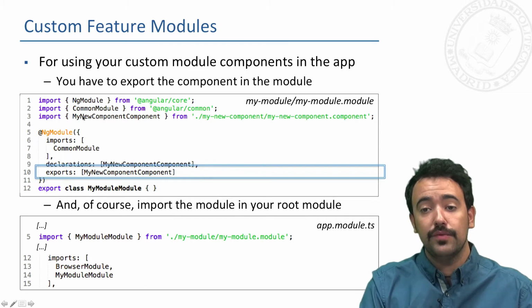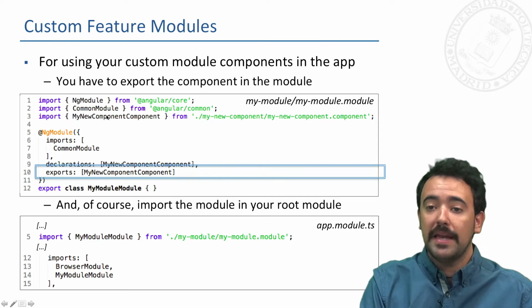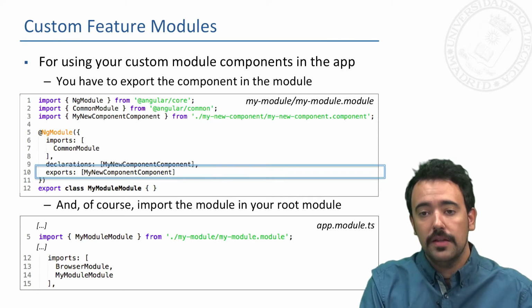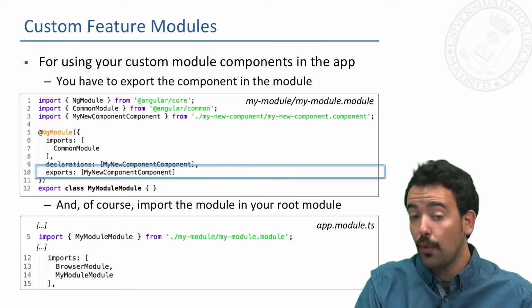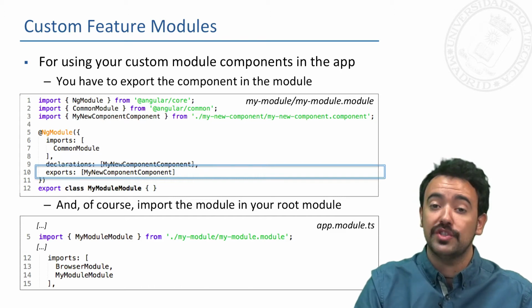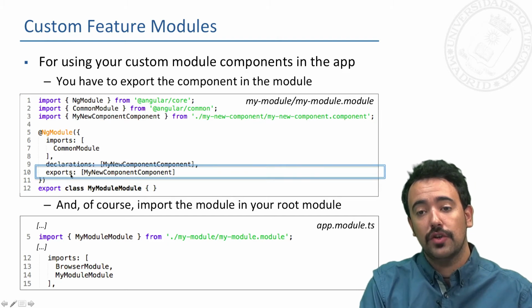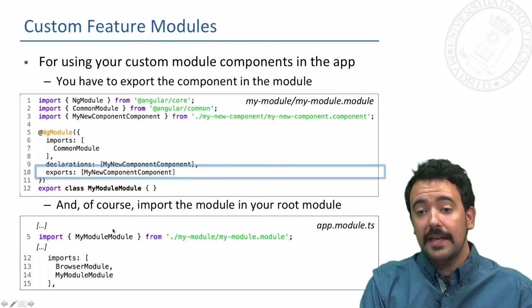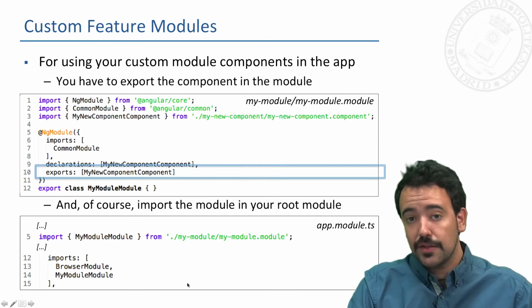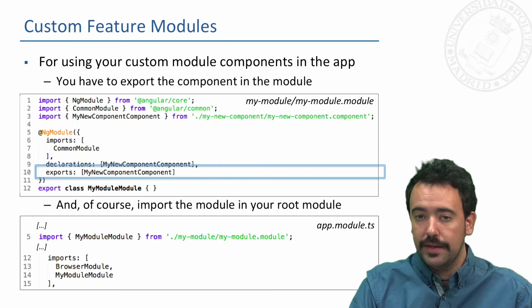So for instance, if we have created this my-new component inside this module and we need to use this component outside this module, we have to include it in a new property of the decorator that is called exports. This way, we can, for instance, in the root module, import the module and start using this specific component.